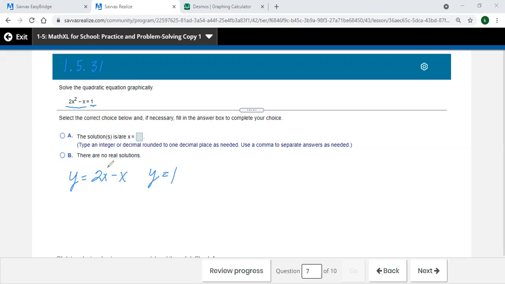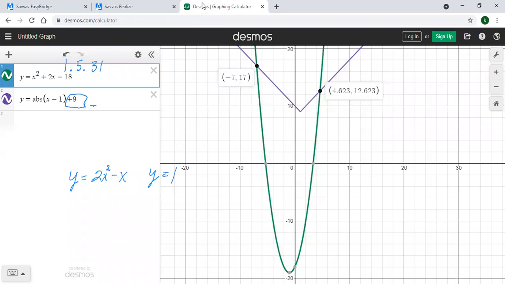Oops, I forgot the squared right here. This 2x squared minus x right there. And then the one on the other side. And then we'll see where the two graphs intersect. So that seems pretty good, especially since I don't have to do much of the work. The calculator is going to do it all.